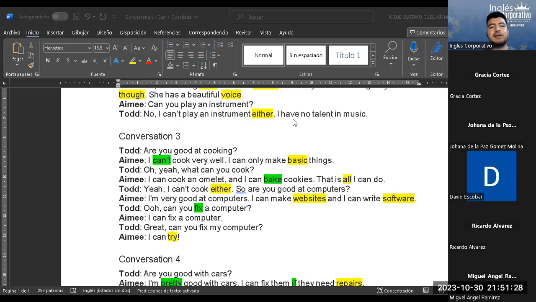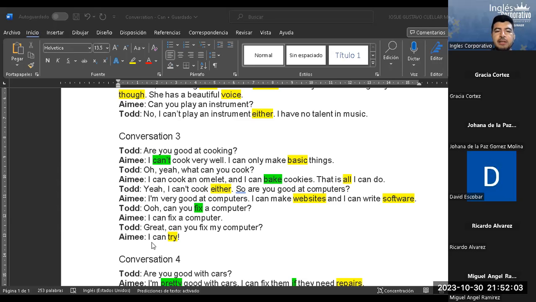I can try. Le dice, ¿eres bueno cocinando? No puedo cocinar muy bien. Solo puedo hacer cosas básicas. ¿De verdad? ¿Qué cocinas? Puedo cocinar un omelette, hornear galletas, es todo. Bueno, tampoco puedo cocinar. ¿Eres bueno para las computadoras? Y dice, soy muy buena para las computadoras. Puedo hacer sitios web y puedo crear software. Y le pregunta, ¿puedes reparar mi computadora? Sí, puedo reparar computadoras. Genial, ¿puedes reparar la mía?